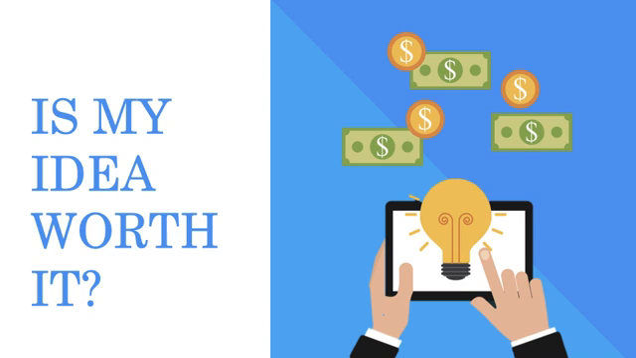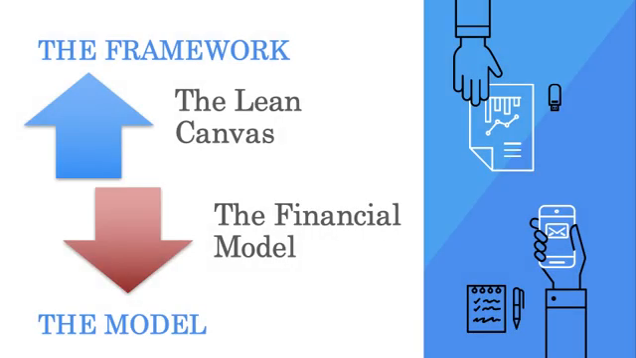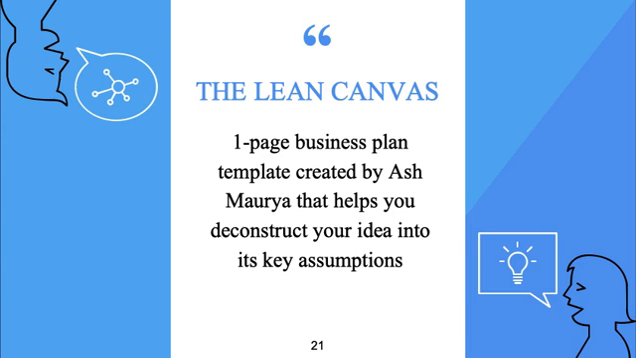So in this session, we're going to go over some quick ways to validate your idea and figure out whether or not you should actually build it. So when we want to validate ideas at sitebuilder.com.ng, we primarily use two tools. The first is a lean canvas, and the second is a financial model. Let's start with the lean canvas.